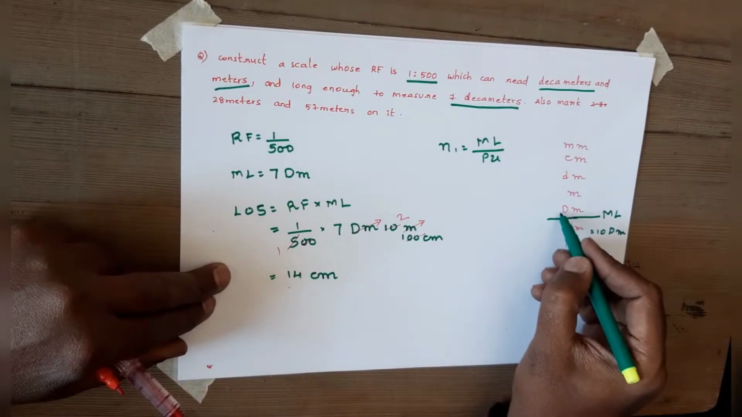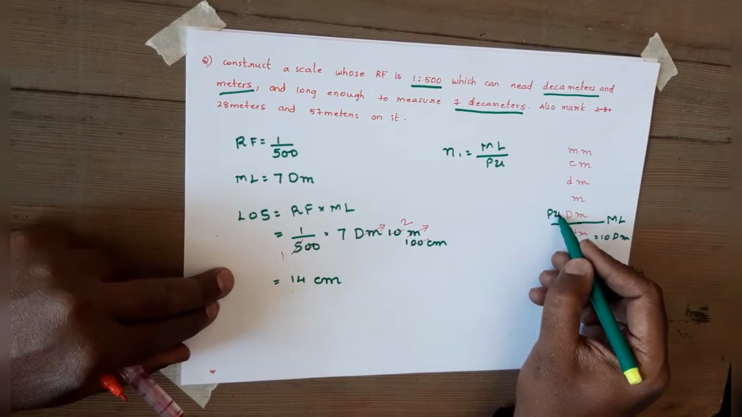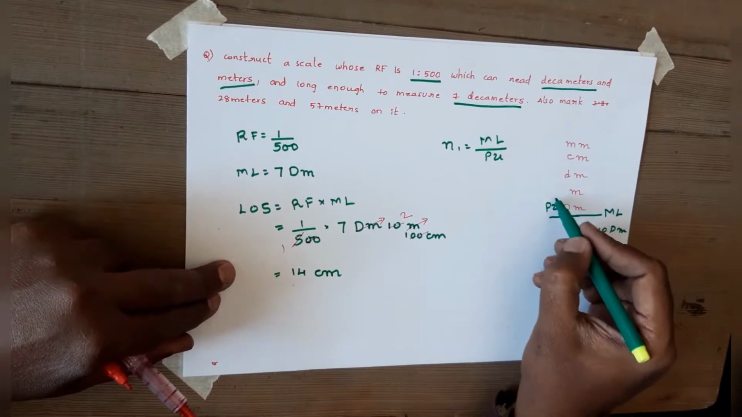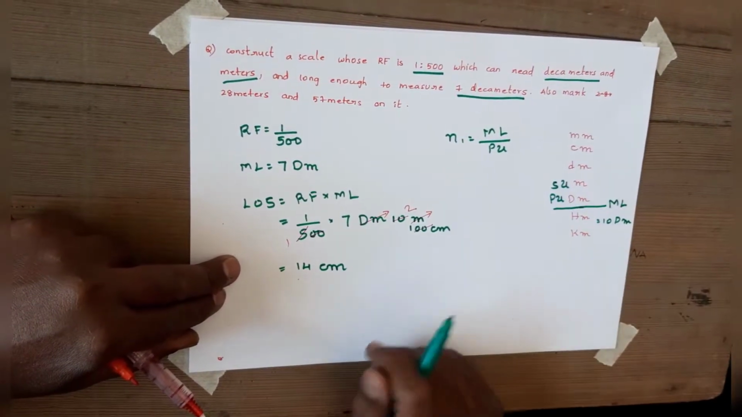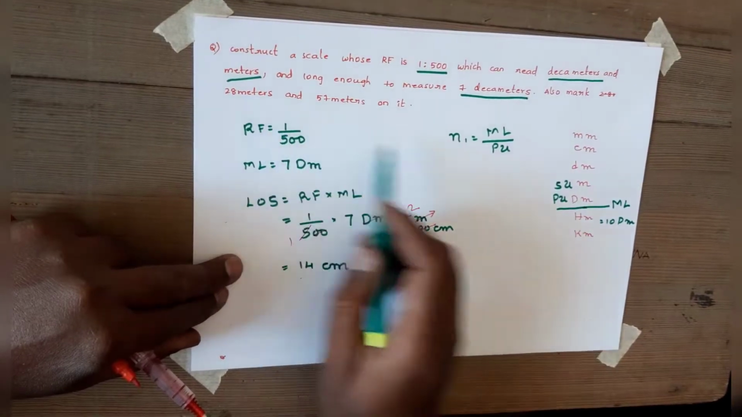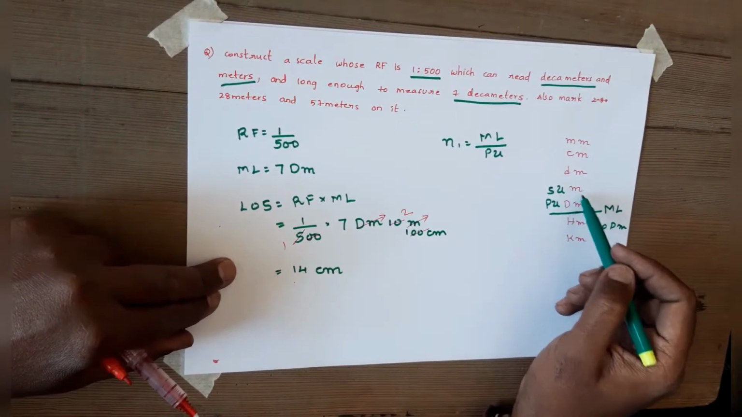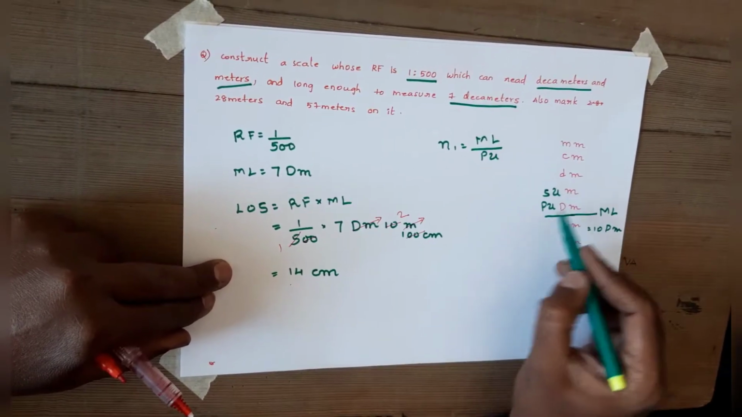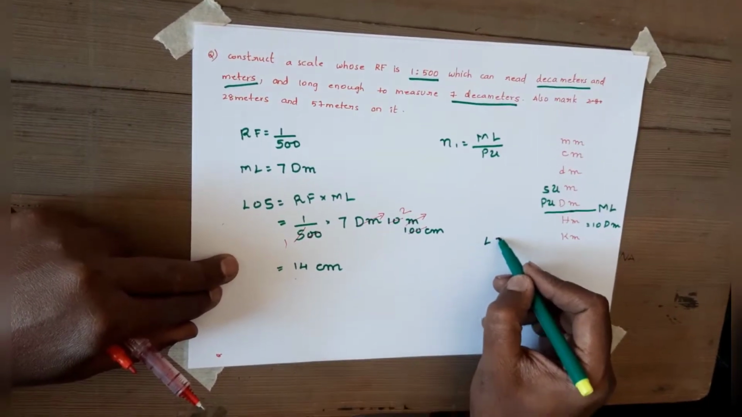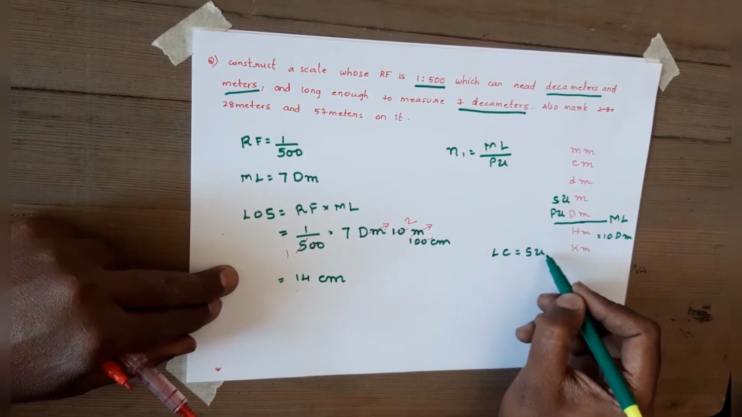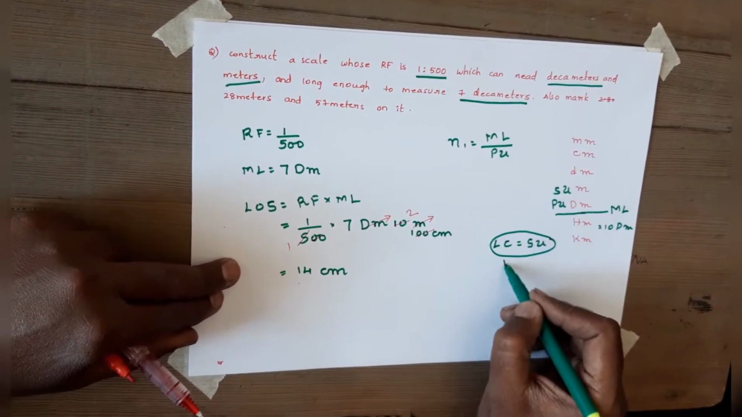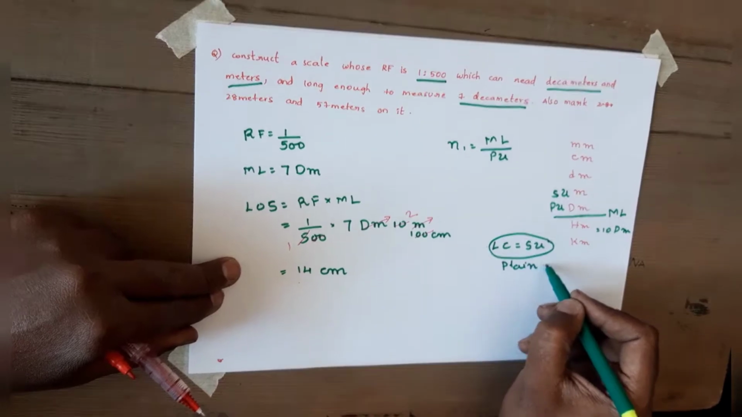Now once minimum length, what is this, sir? This above one is the primary unit. Next one is the secondary unit. Now you have to observe, we have to read decameter and meter. So you have to read up to meter only. Therefore, your least count is going to coincide with the secondary unit. Therefore, it is related to plain scale.